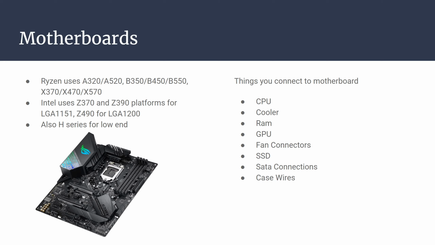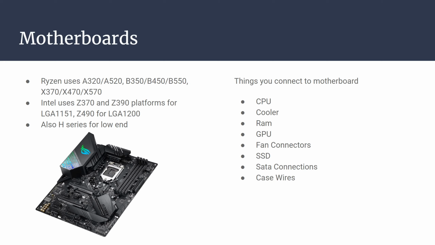Or for example, M2 SSDs, this is where you put them into the motherboard. Ryzen uses A320, A520, B350 all the way up to B550, and then X370 all the way up to X570. So the A series are the extreme low end. They're like $50-$60 motherboards, whereas the B series are like from the $80 to $150 price point based on the kind of features that you get in there.